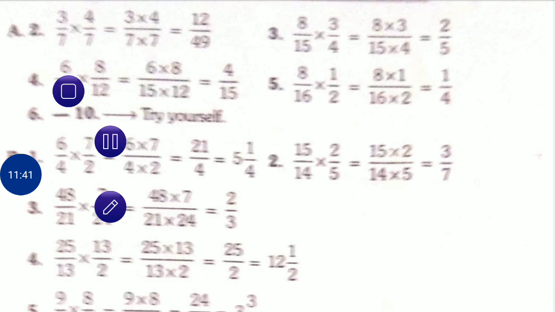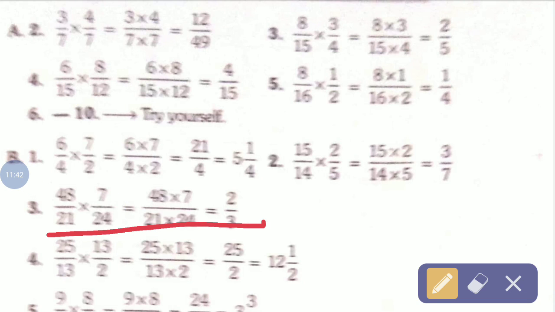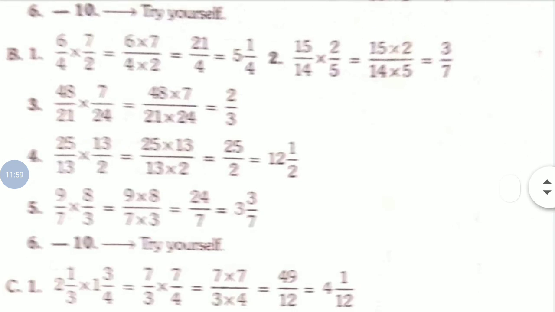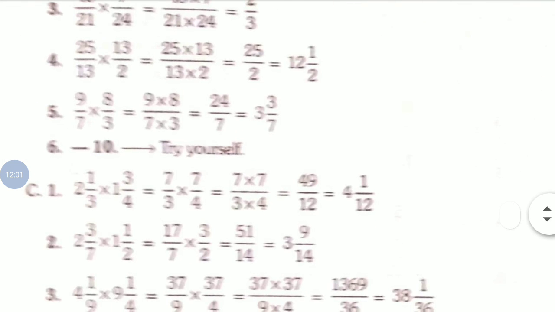See, here also the same thing is given for the third example. You get the answer 2 upon 3, but there is a procedure that I have explained for how to do it. Use the long division method for the HCF so that it is easy for you. In this way, you have to do the examples of B. For the C, we will do it later on. You do only A and B.